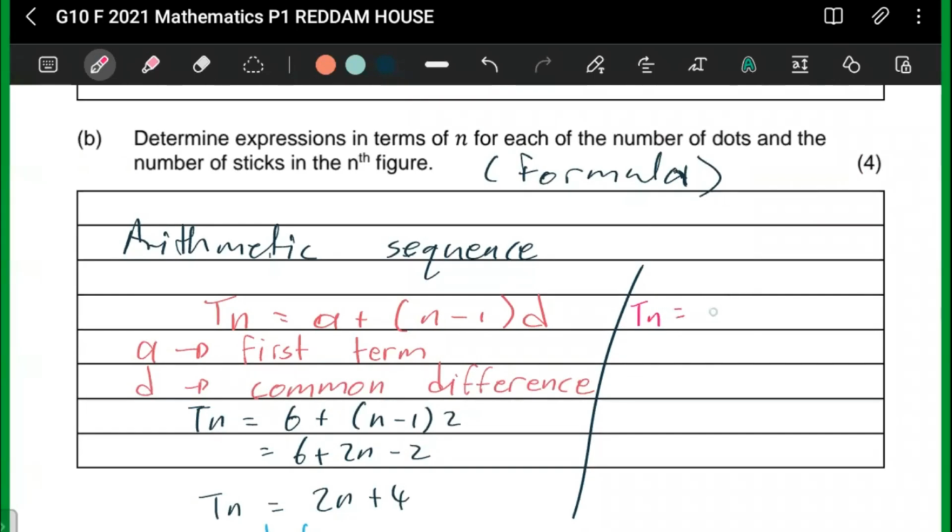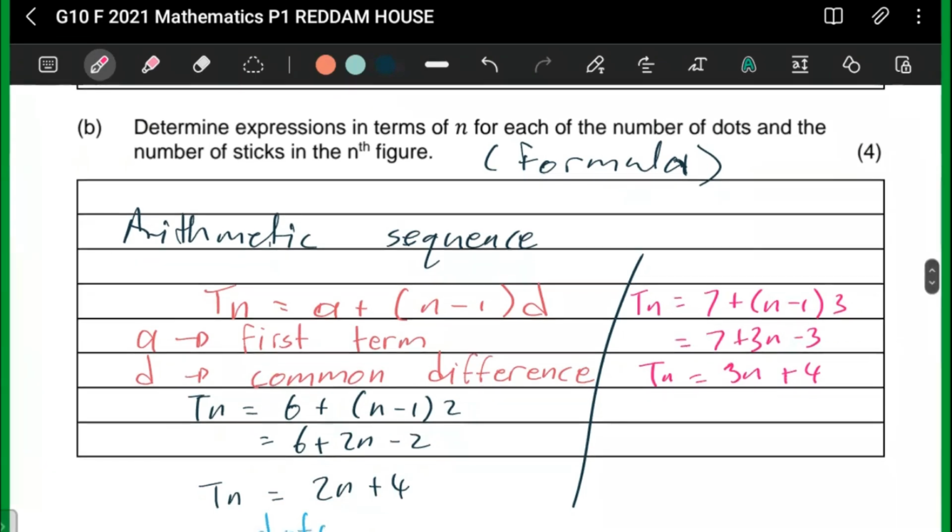first term 7, difference is 3. If I simplify, the 3 multiplies inside again, and then you have here 3n, right? 7 minus 3 gives you a plus 4. There you go. Now, this is going to give you 4 marks. You have 2 formulas, and one is for the sticks, one is for the dots.